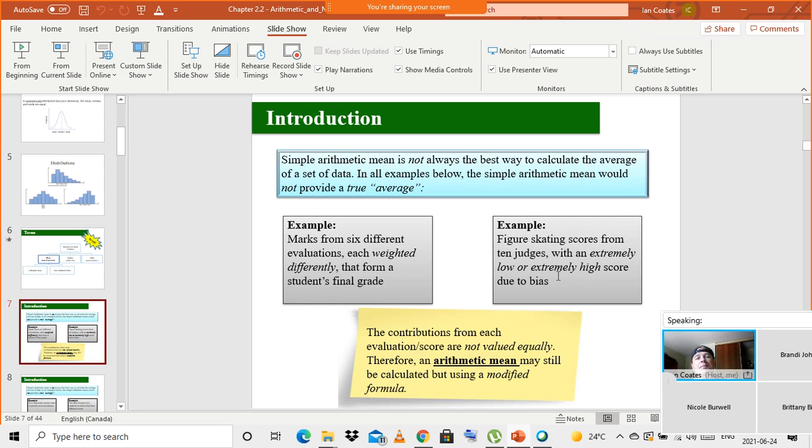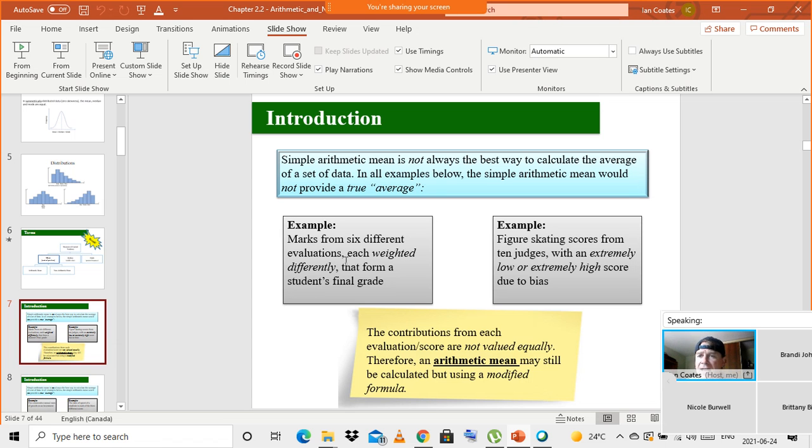The simple arithmetic mean is not always the best way to calculate the average of a set of data. Okay? And all examples below the mean would not provide a true average. We'll show you these examples, and there's two more on the other page. If you look at this, marks from 6 different evaluations. So I have quizzes, assignments, tests, and labs. They're all worth different weight.